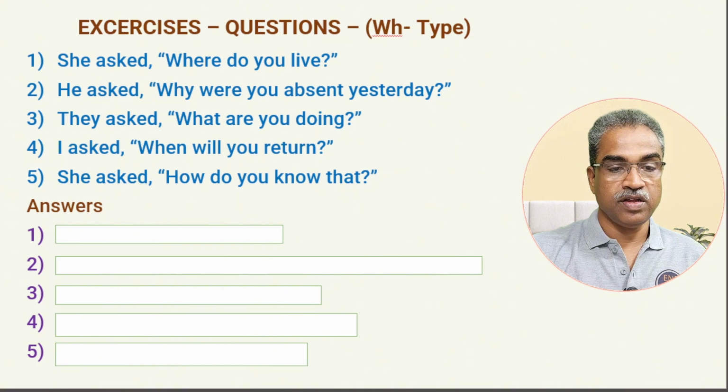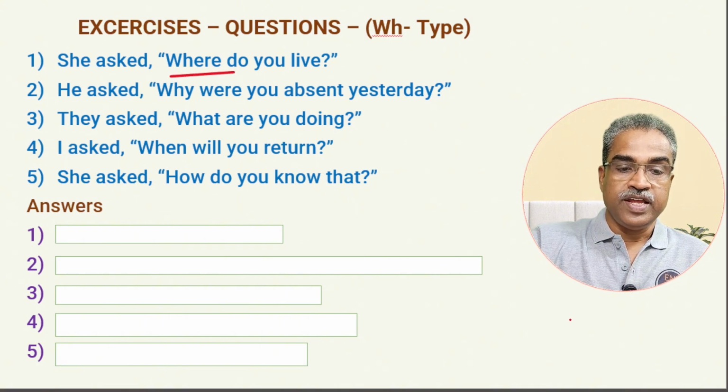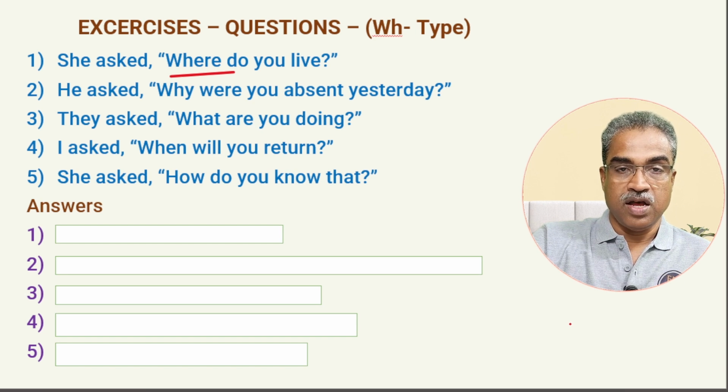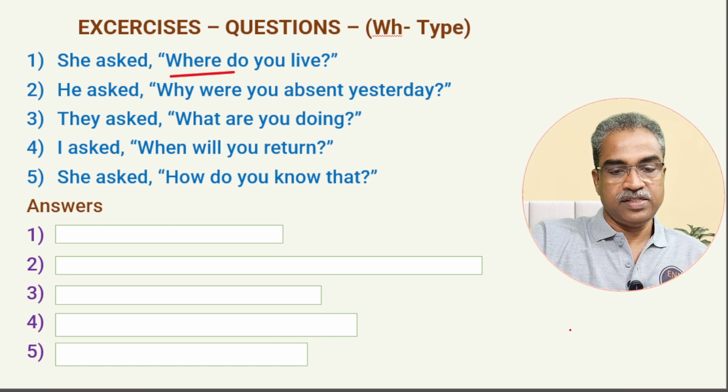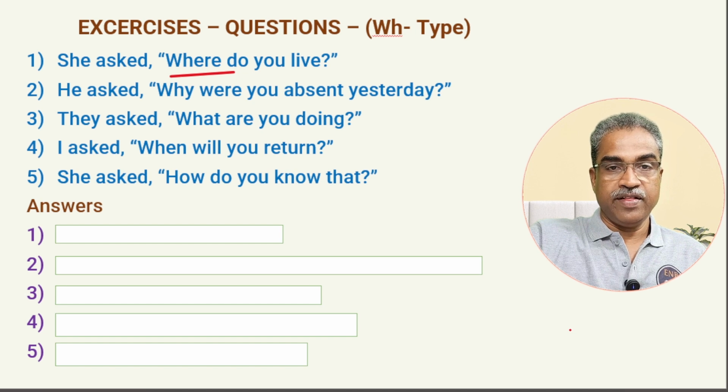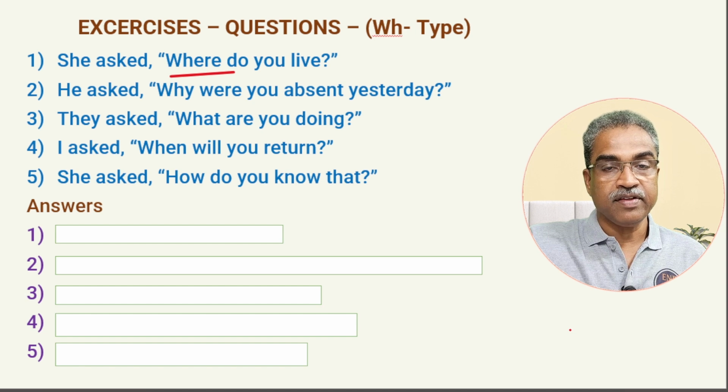Which is the question word here? The question word is where. So how will it come? She asked me or us or them, anybody. He asked, where? That's the conjunction. Where do you live is a question. In which tense? In the simple present tense.